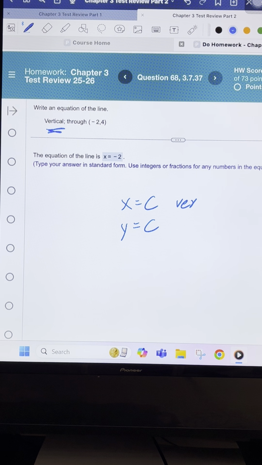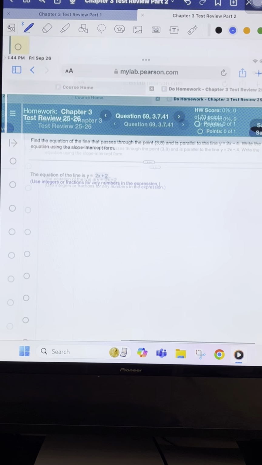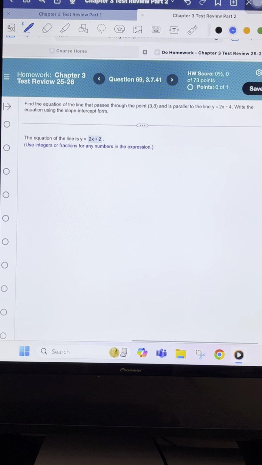So the equation of a vertical line is it x equals c or y equals c? Remember, x equals c is vertical and y equals c is horizontal. So what is my c? It's going to be my x coordinate, which is negative 2. So x is equal to negative 2. Good. Okay. Now this is where it starts getting a little harder, right?